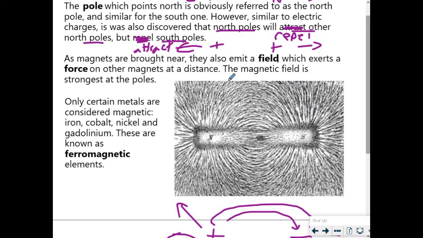I doubt this will ever come up, but just for your own knowledge, there's only a certain number of metals that are actually magnetic. Most metals are actually not. Like, for example, aluminum's not really magnetic. But iron is, like we mentioned before. Cobalt, nickel, and gadolinium are the best ones. And the word we give is ferromagnetic.